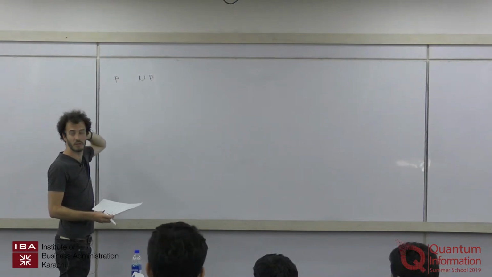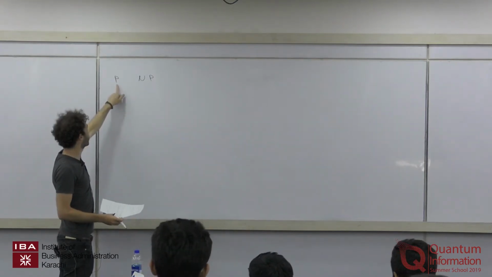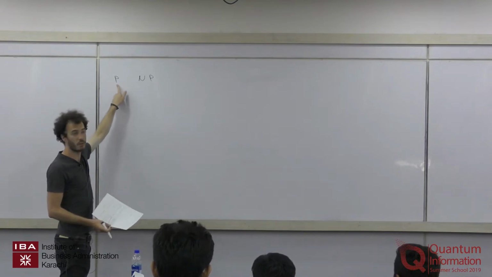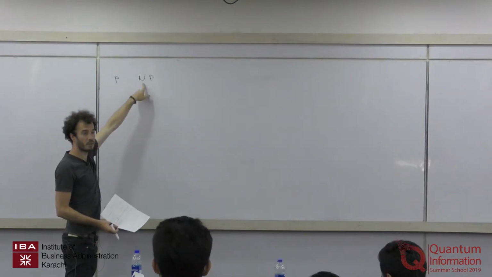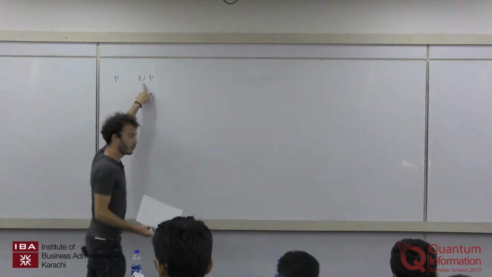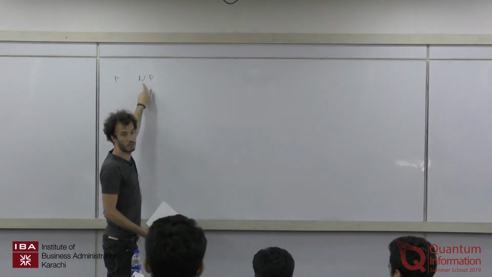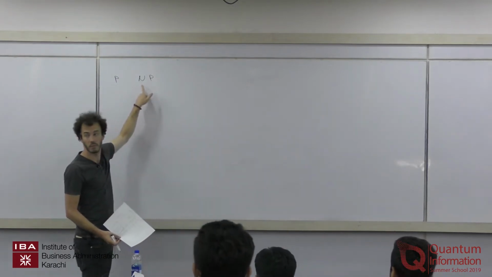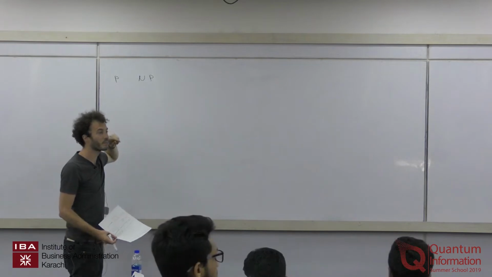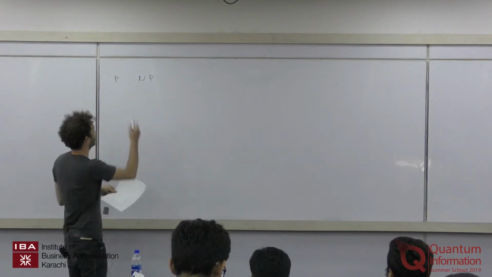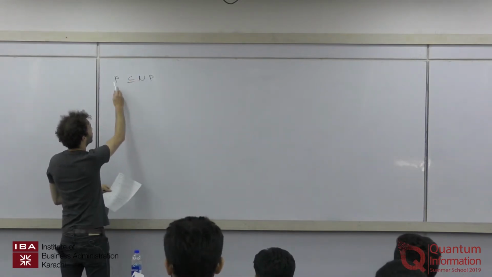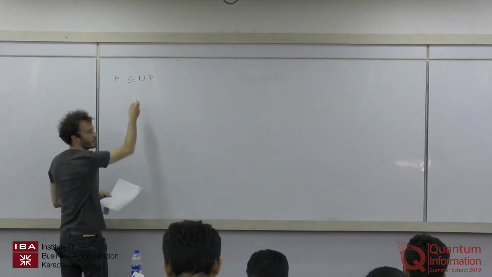What would you think? So remember, P is the decision problems that we can solve in polynomial time. And NP are the decision problems for which, if you know the solution, we can verify the solution in polynomial time. Less than or equal? Yeah, like this, yes. This is contained, is a subset of this, yes, exactly.